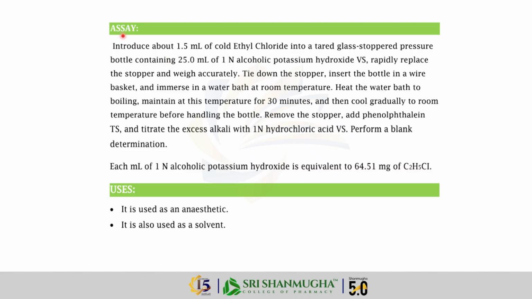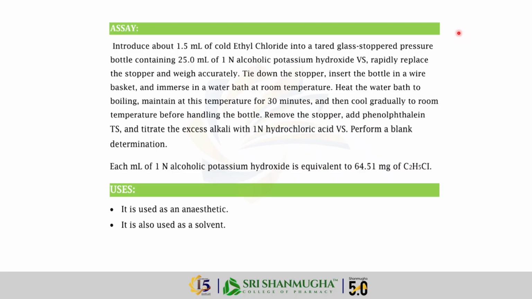So next we see the assay of ethyl chloride. In this assay, we begin by introducing about 1.5 ml of cold ethyl chloride into a tared glass-stoppered pressure bottle that already contains 25 ml of 1N alcoholic potassium hydroxide solution. So immediately replace the stopper, ensure it is tightly secured, and weigh the bottle accurately.